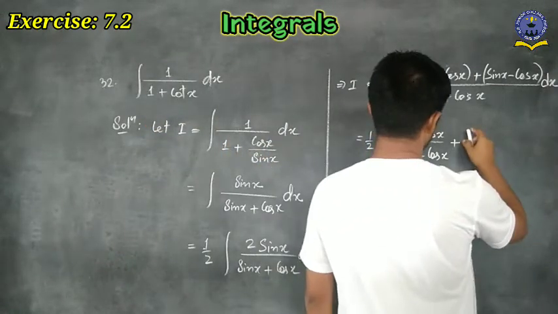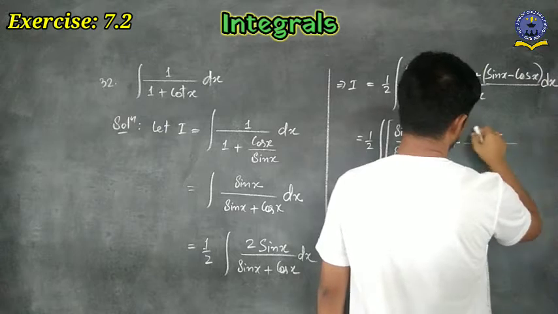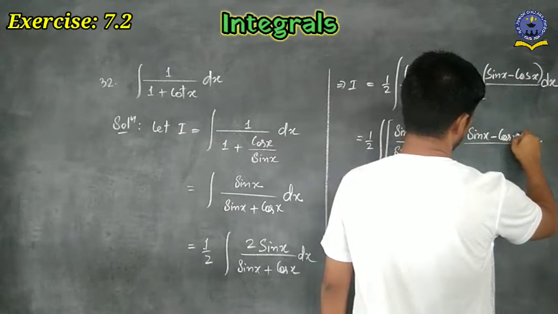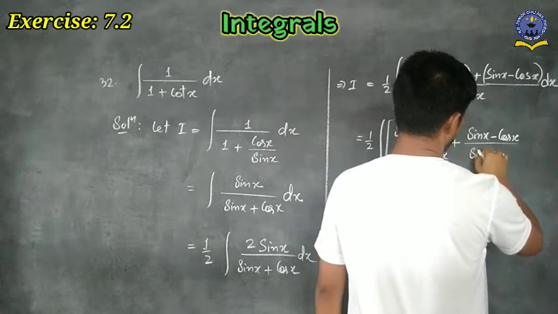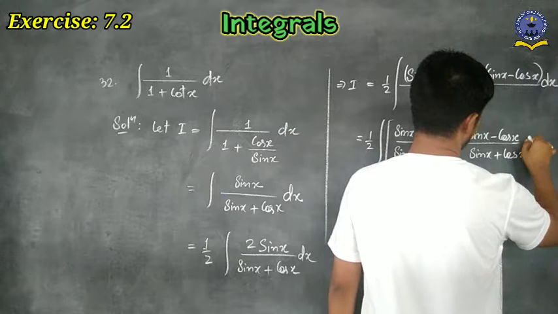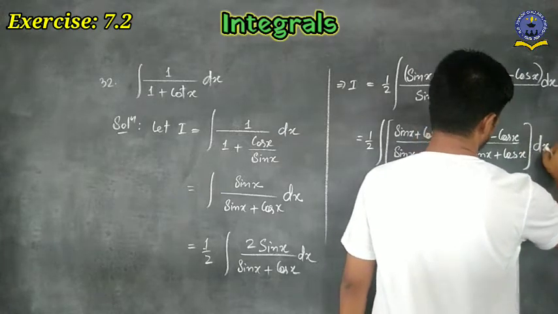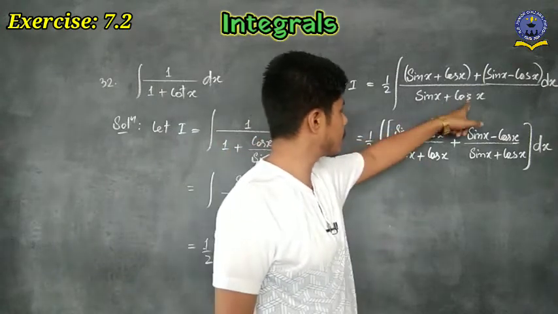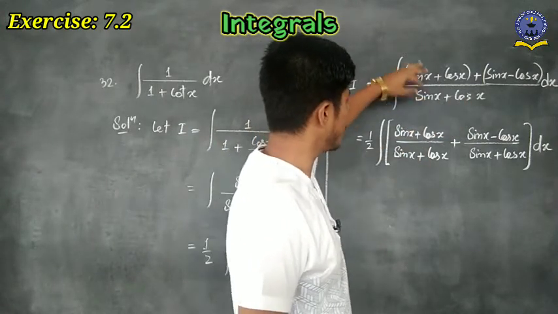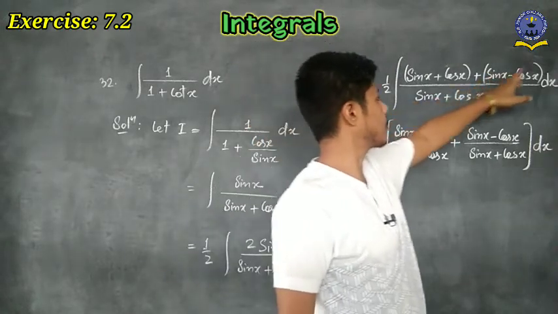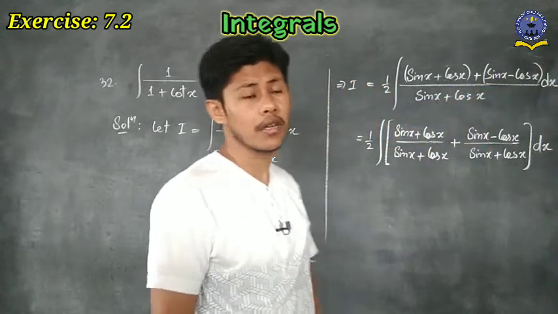And the second step here we have to write this one is sin x minus of cos x, and divided by this one, we have to write here sin x plus cos x, bracket close, into dx. Is it clear? So here you see this sin x plus cos x, we have to divide both the terms, sin x plus cos x divided by sin x plus cos x, as well as sin x minus cos x divided by sin x plus cos x.